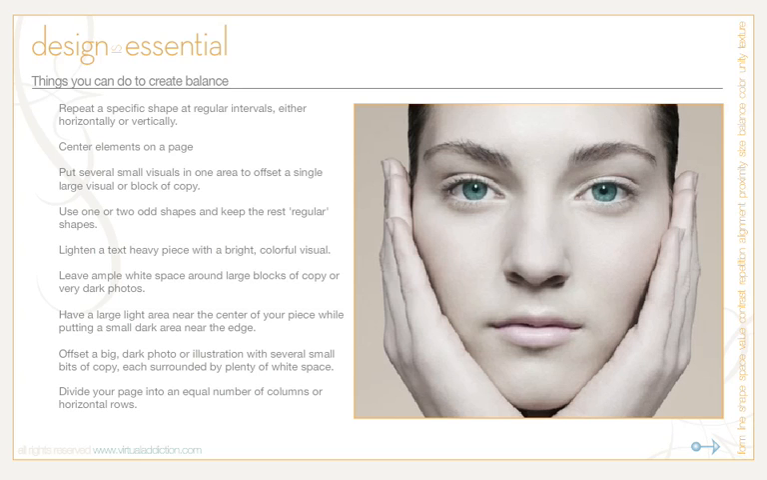You could lighten a text-heavy piece with a bright, colorful visual. You could leave ample white space around large blocks of copy or very dark photos. You could have a large light area near the center of your piece while putting a small dark area near the edge. You could offset a big dark photo or illustration with several small bits of copy, each surrounded by plenty of white space. You could divide your page into an equal number of columns or horizontal rows.